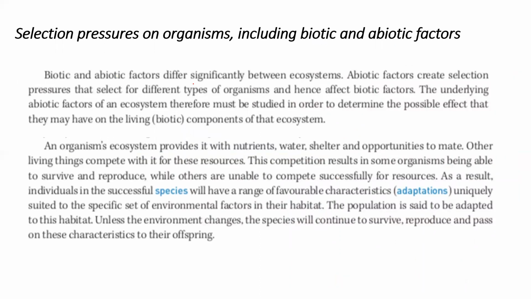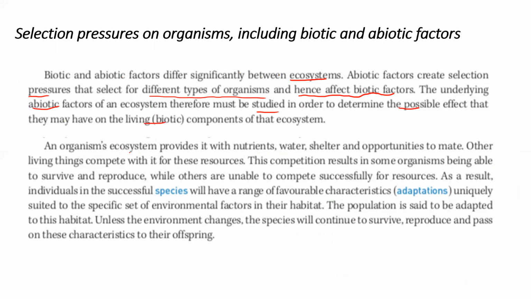Biotic and abiotic factors differ significantly in different ecosystems. Abiotic factors create selection pressures that select for different types of organisms and hence affect the biotic. The underlying abiotic factors of an ecosystem therefore must be studied in order to determine the possible effect that they may have on the biotic.